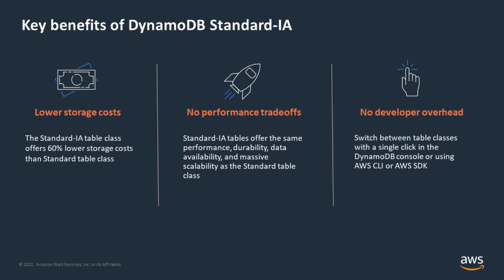This is literally just a cost model and deciding how you want to pay for things. So the same performance, durability, availability, scalability, it's all identical. If you switch between standard and standard IA, you won't notice any performance trade-off, even temporarily. And there's no overhead for doing this, so this is just an administrator's choice. This doesn't affect your developers or how they build their applications or how you model data. You can just point and click with a single change in the DynamoDB console to switch between standard and standard IA table class.